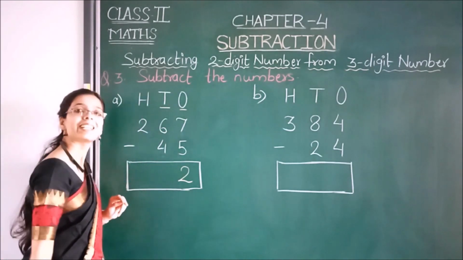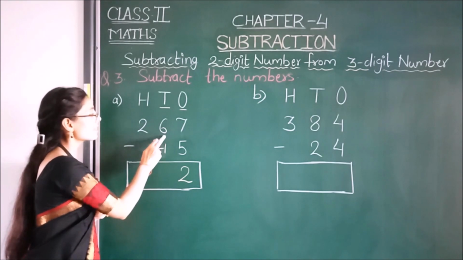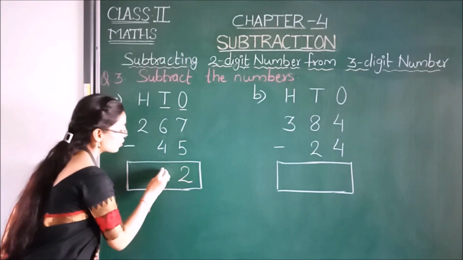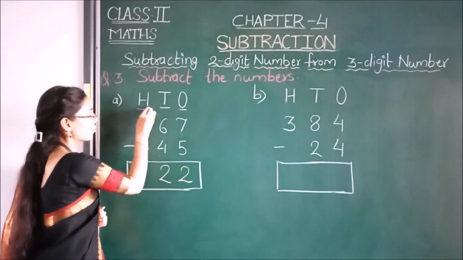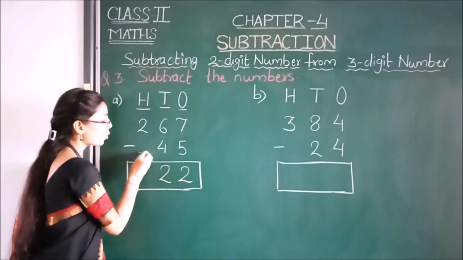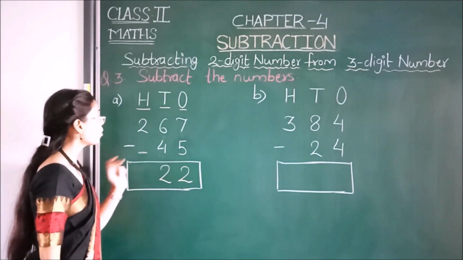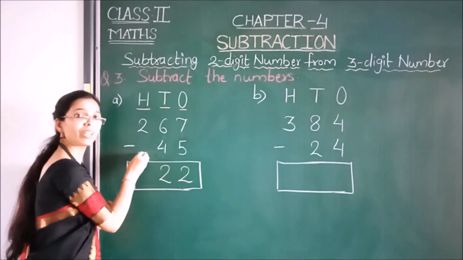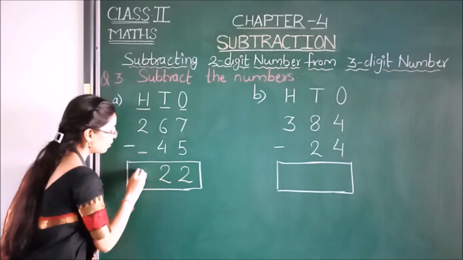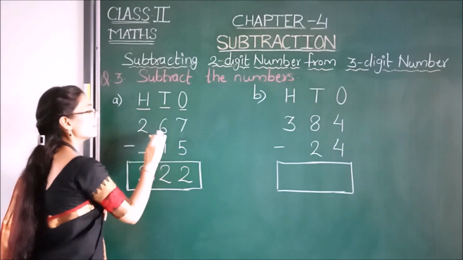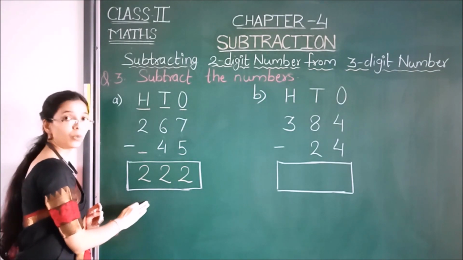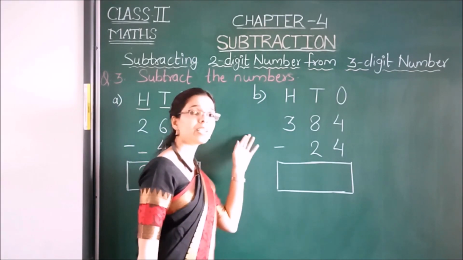Now, move to the tens column. Which number is here? 6. 6 minus 4. How many fingers are left? 2. Now, move to the hundreds column. 2 is here only and we don't have any number here. So, 2 minus 0. We consider it as 0 here. So 2 minus 0 is equal to 2. 267 minus 45 is equal to 222. Now look at this question here.